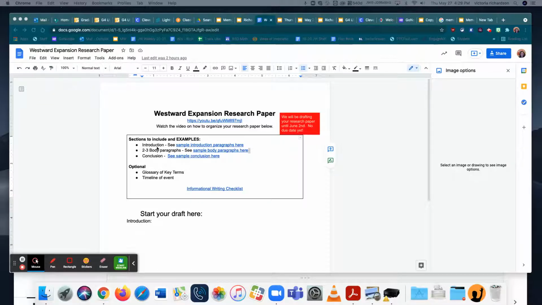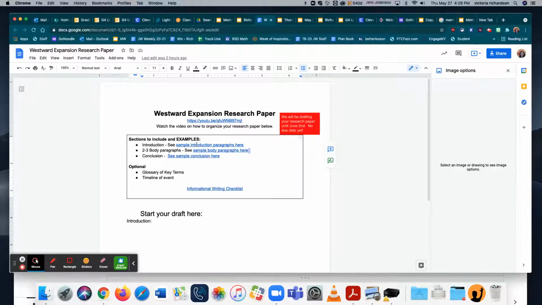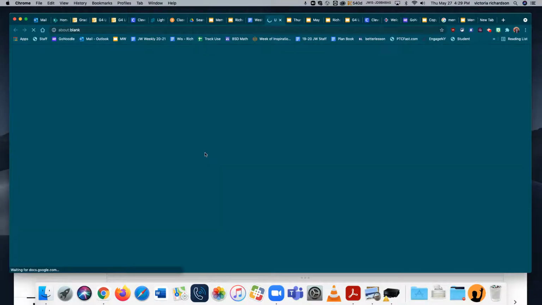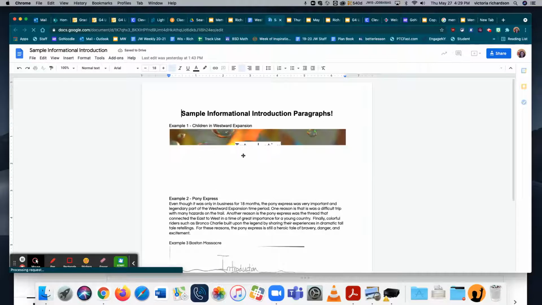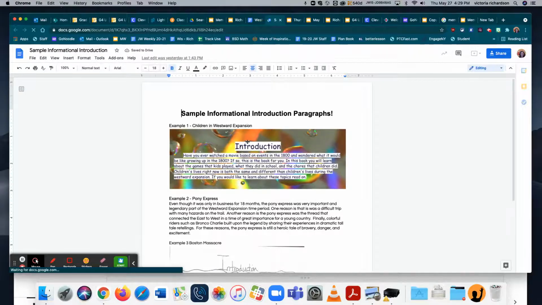So for introduction, that means that it's going to be how I introduce my topic to the reader. So let's go ahead and open some sample introduction paragraphs. And I can click on this, and these are student samples. These are not mine. I did not write these. Okay, so we have sample information introduction paragraphs, and then what the topic was.